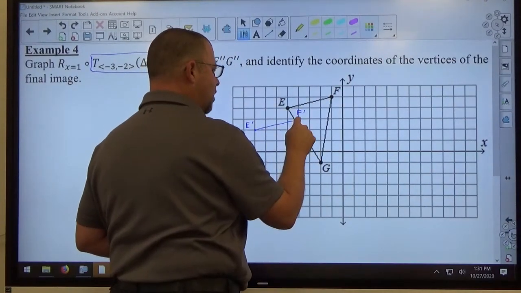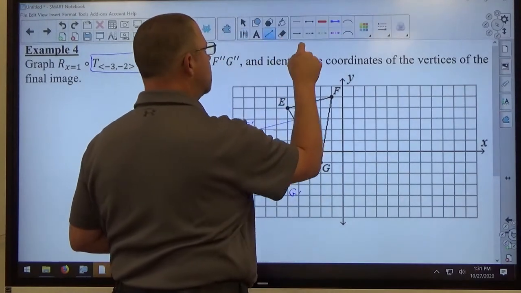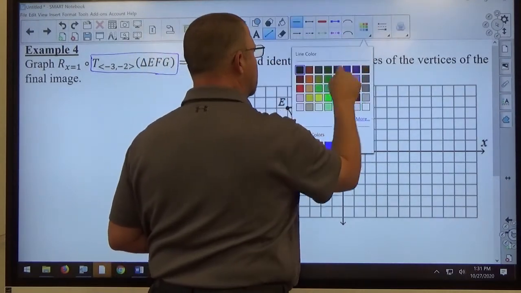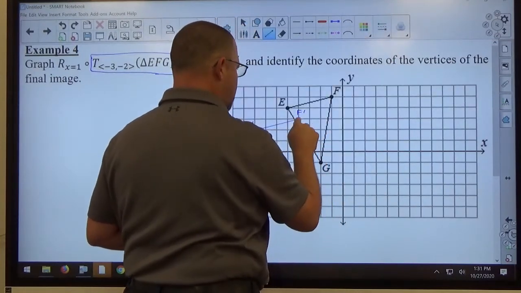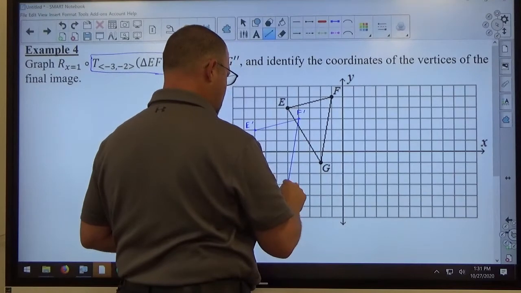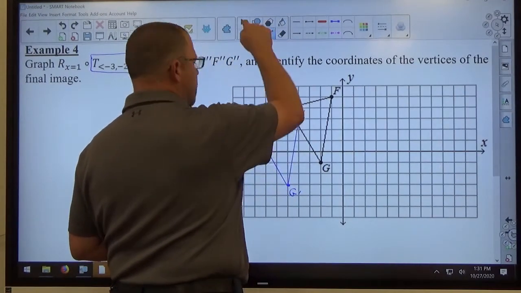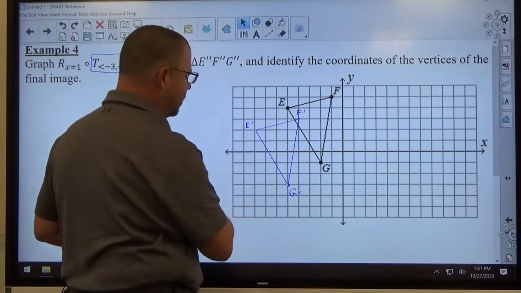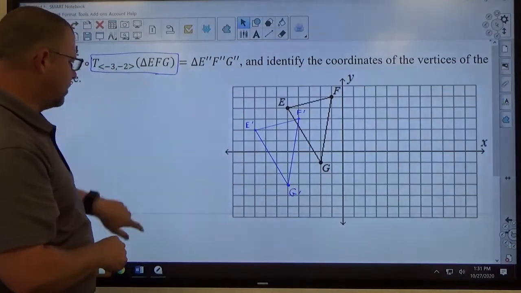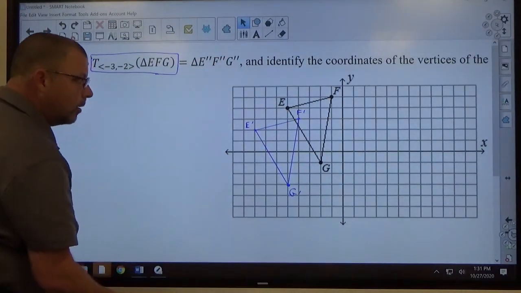E prime goes to F prime. And F prime goes to G prime, and G prime goes to E prime. So that blue figure right there represents the translation, 3 spaces left, 2 spaces down, of the original figure EFG.